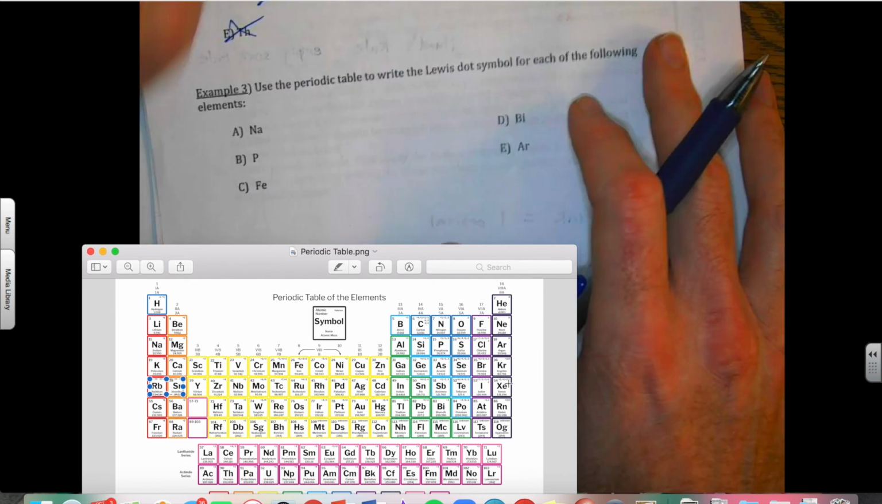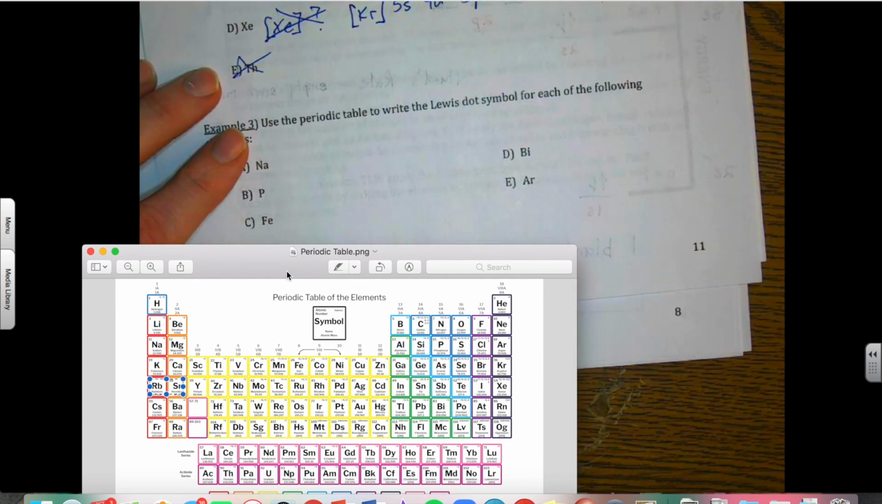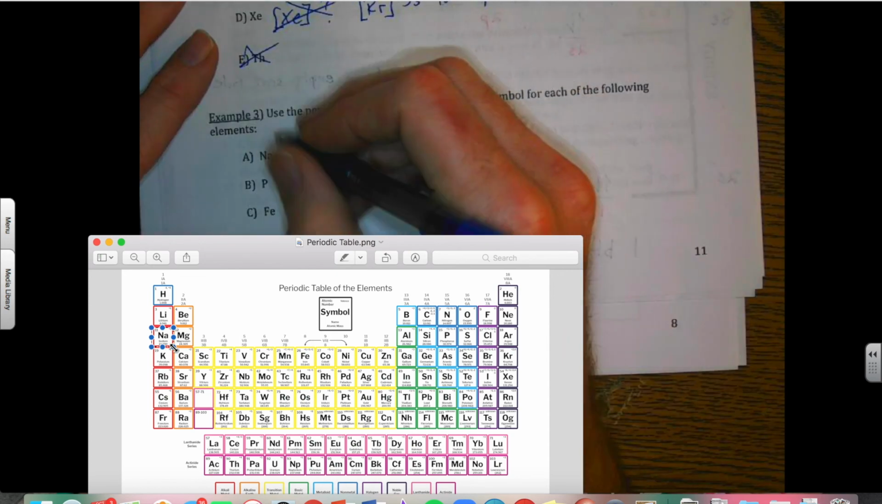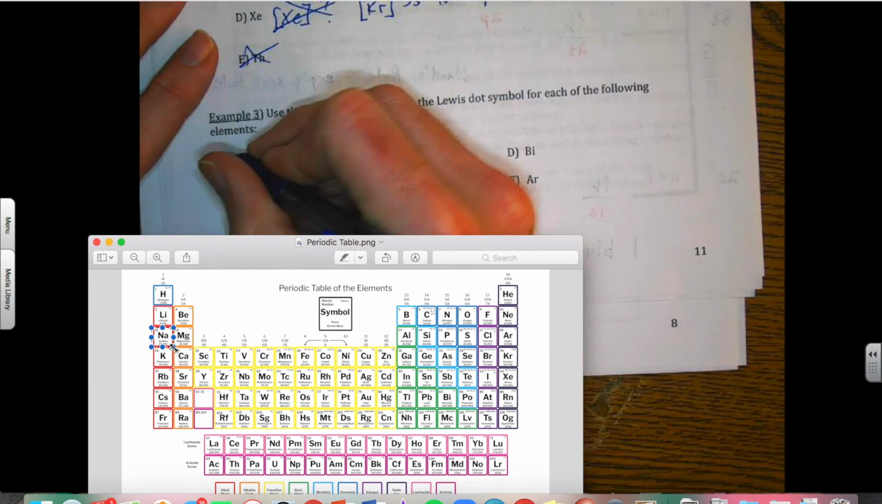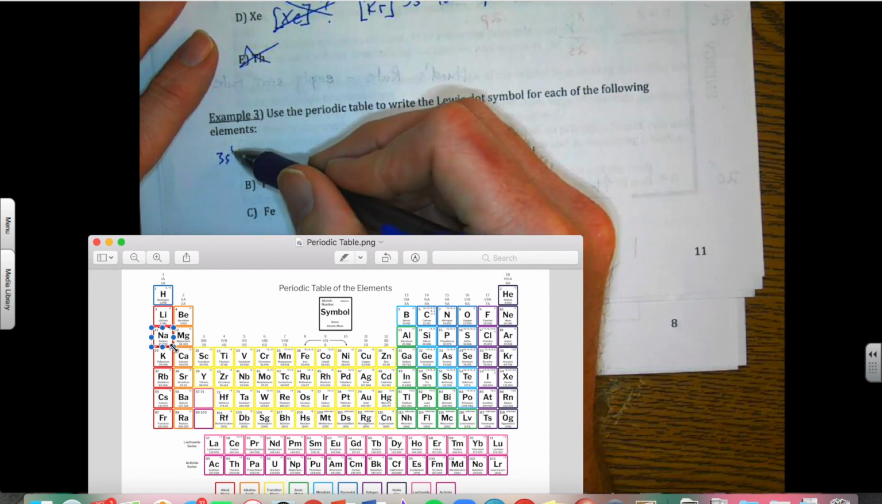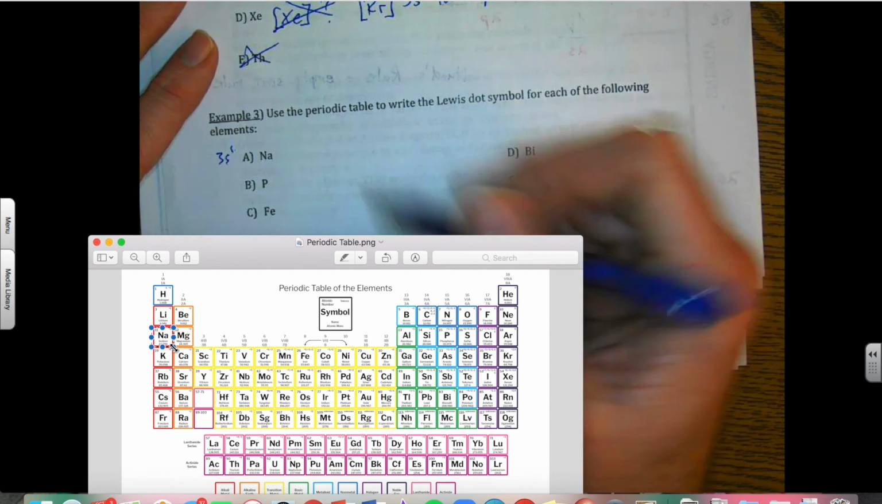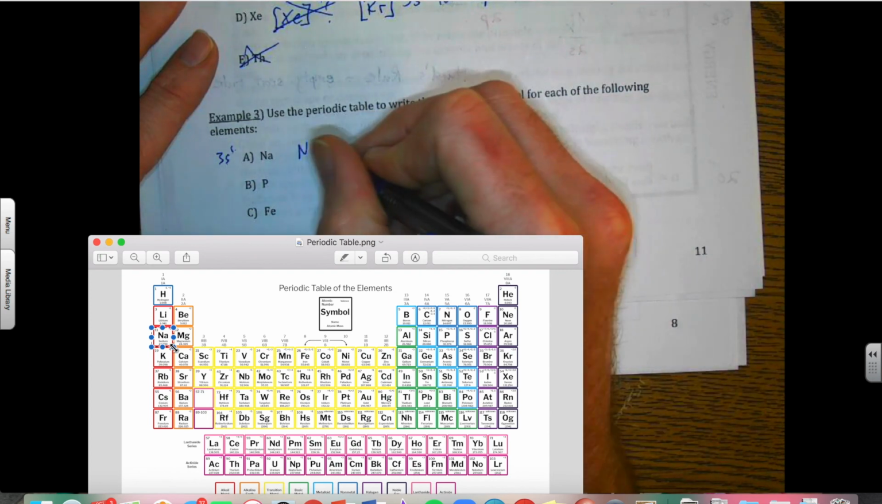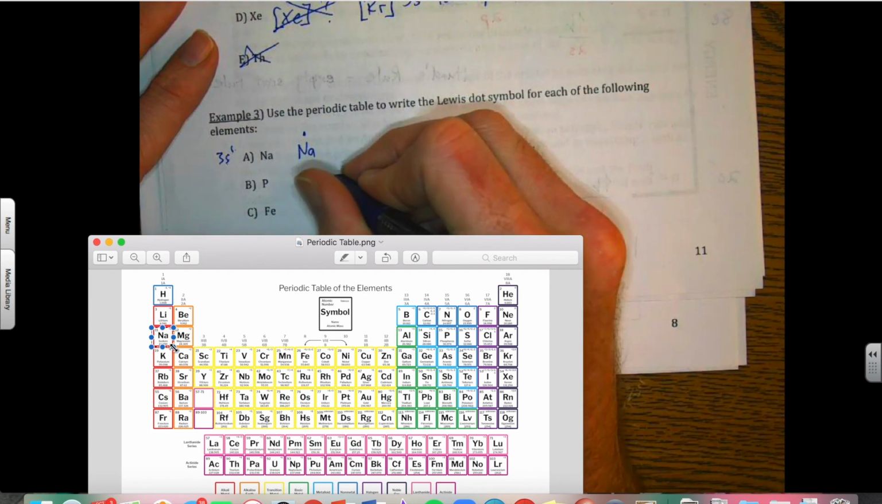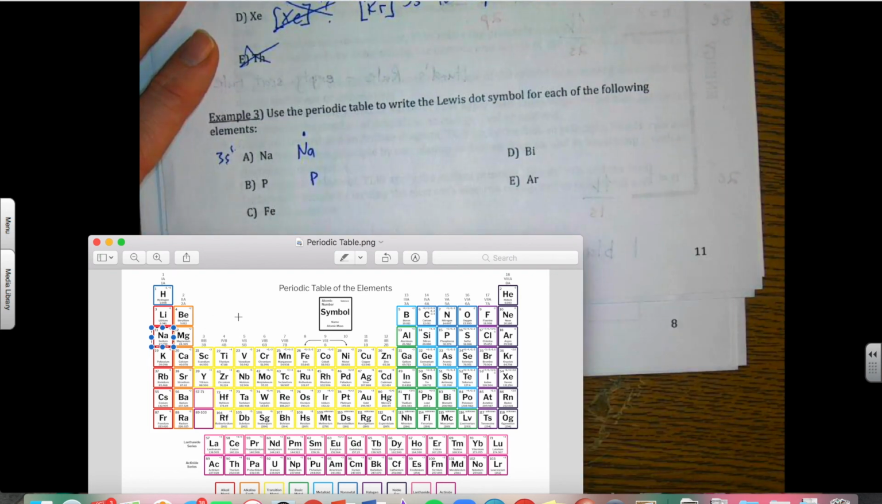Now, we're going to write the Lewis dot symbols here, and this is super easy. All you have to do is write the valence electrons here. So for sodium, hey, guess what? Sodium has 1 valence electron. That's because its last configuration is 3s1. So the number of valence electrons is how many s and p electrons it has. So it only has 1 valence electron. So we're going to write Na with a dot right here. That's its Lewis structure.